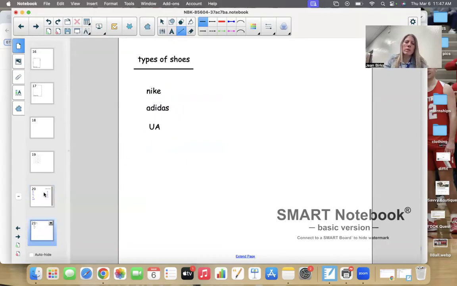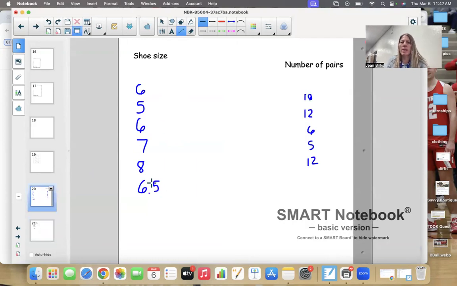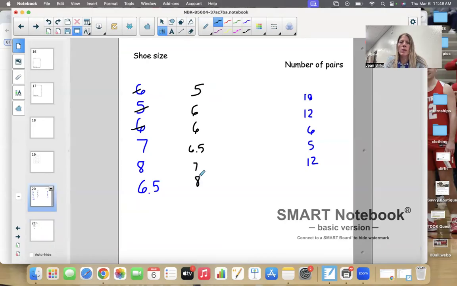So the first thing we talked about is when we gather data, the importance of putting it in order from least to greatest. So I'm going to do that here. Smallest shoe is 5. I had a 6, 6, 6.5, 7, and an 8. And it's always important to cross things out as you go to make sure you have the same amount of data. And then over here, same thing. My smallest was 5, then 6. This is a 10. And then 2 12s.